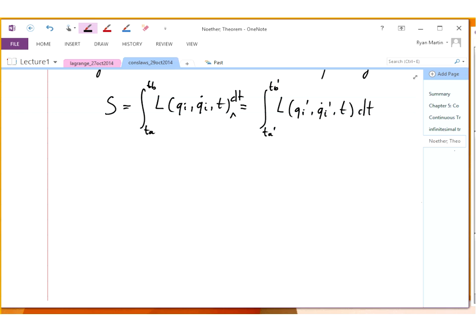Yeah, question? That's right. So the QI primed are transformations like the ones we just did in the examples. So continuous transformations. And continuous transformations means that they can be written as an infinitesimal transformation. So, you can say like the rotated QIs, and then you can take the time derivative of those transformations, and you get the QI dots primed. Does that answer your question? Okay.